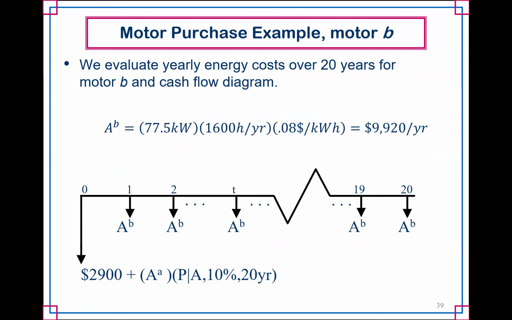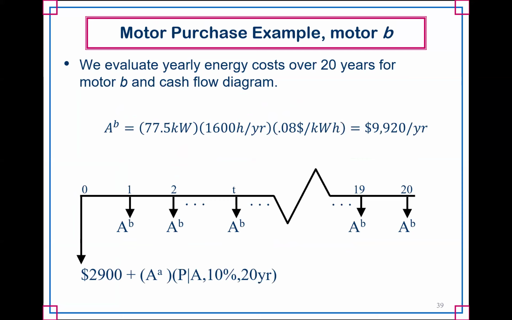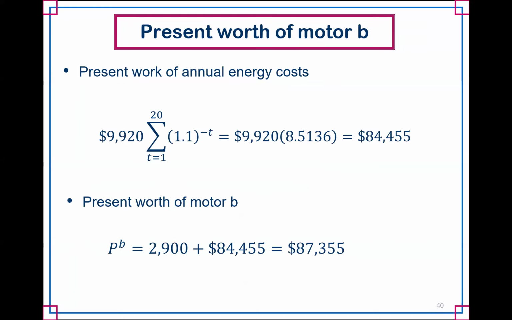We do the same thing for motor B, and clearly we see that the amount we spend per year is less. In the previous example, we spent $10,112. Now we're spending $9,920. So about $200 less per year for electricity costs. But that becomes less and less important as we start getting further and further away. So let's go ahead and add our $2,900 to that. So we see that our more efficient motor over the lifetime costs $84,000 versus the $88,000. And then when we add that to our motor B, then we end up with $87,355.